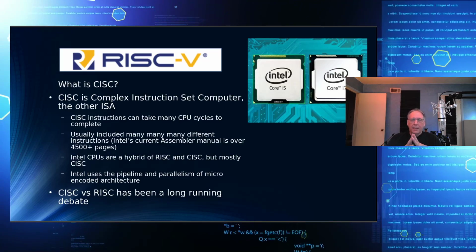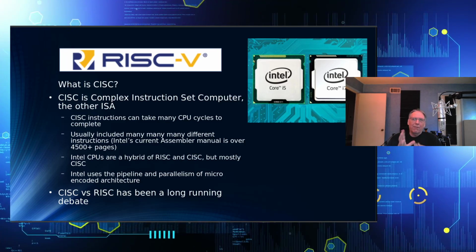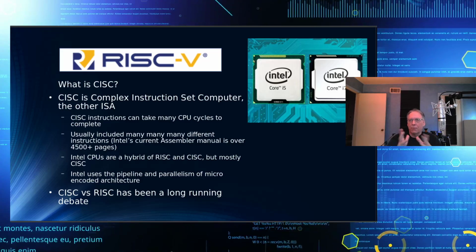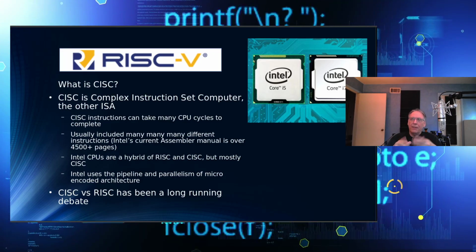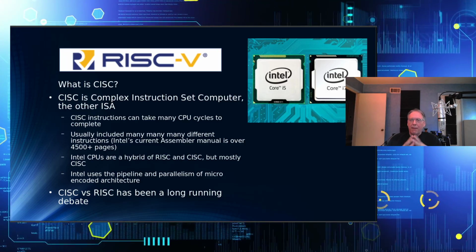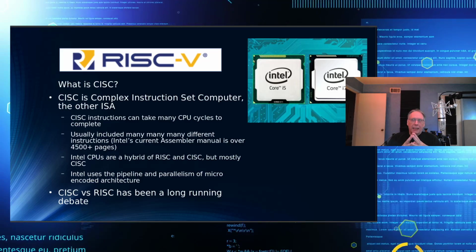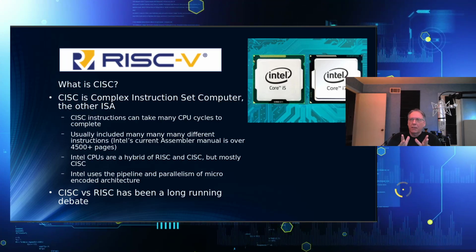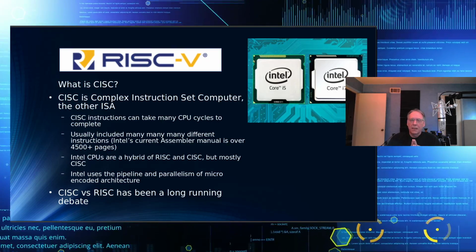CISC is complex instruction set. Now, it's not really fair to say that Intel's Core i5, Core i7 and Core i9 are CISC because they're really hybrids. They do have some RISC features built into them, and they've had those features since the Pentium 5. So that has been a part of the core architecture, but generally speaking, the Intel architectures, or the x86-64, is generally considered CISC.